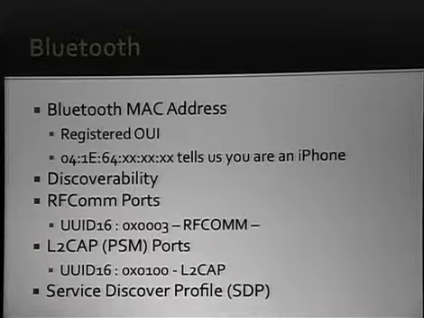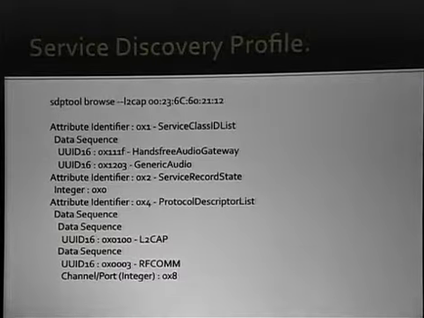So the things that make a Bluetooth radio unique: the registered OUI tells us not only who owns that device, but it may even tell us it's an iPhone, or it's an iPhone and its MAC address for its Wi-Fi radio is the following; the state of discoverability and what RFCOMM ports are open on it, and L2CAP ports, and what service discoveries it's broadcasting. So we started recording all this stuff for different devices.